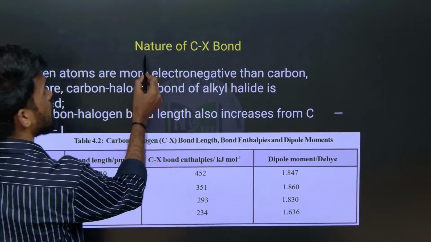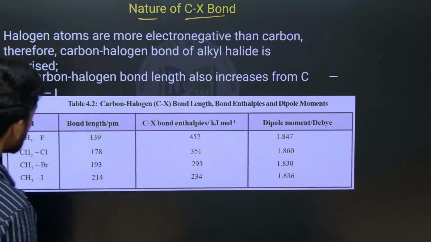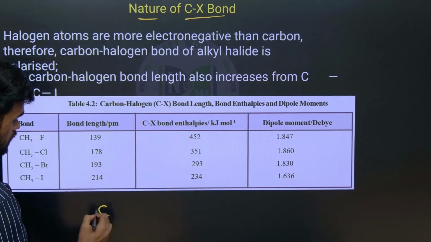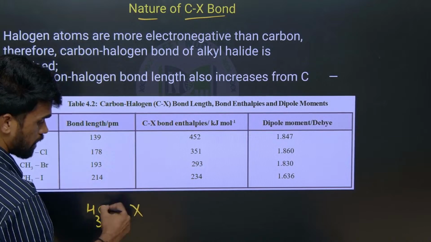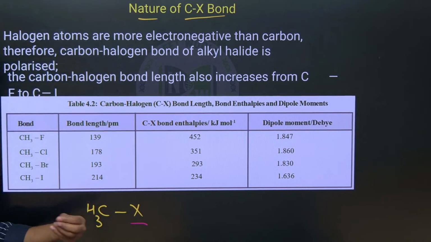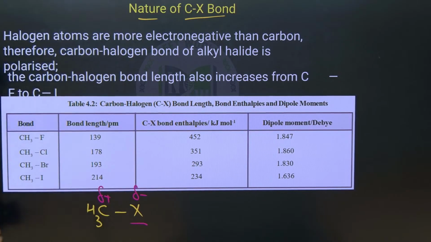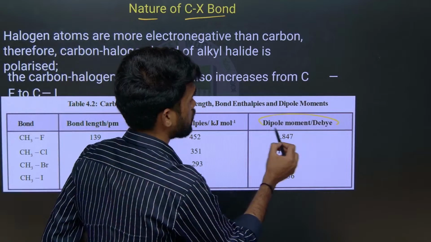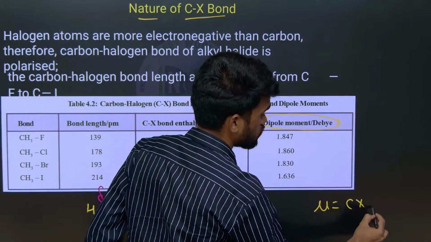So, nature of the C-X bond. What is the nature of the C-X bond? See, CH3X: halogens have relatively more electronegativity, therefore they will have partial negative and carbon will have partial positive, so they will show some polarity in their bond, right? Now when we are talking about dipole moment, mu is calculated as charge into distance, right?